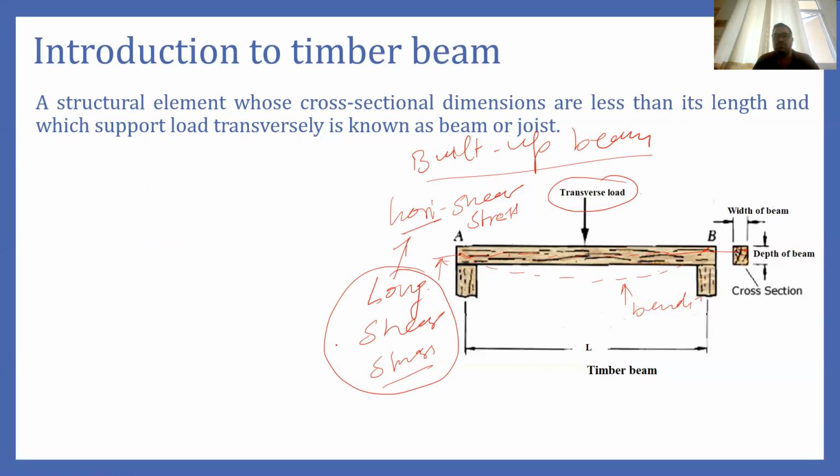And we have read about the timber that it is composed of a lot of fiber, and these fibers are stuck together with the help of a sticky material called lignin that we have learned in the previous lecture. So first failure of the beam can be because of bending. Second failure can be because of the longitudinal shear stress or horizontal shear stress in case of timber beam. The third failure will be because of the bearing stress.